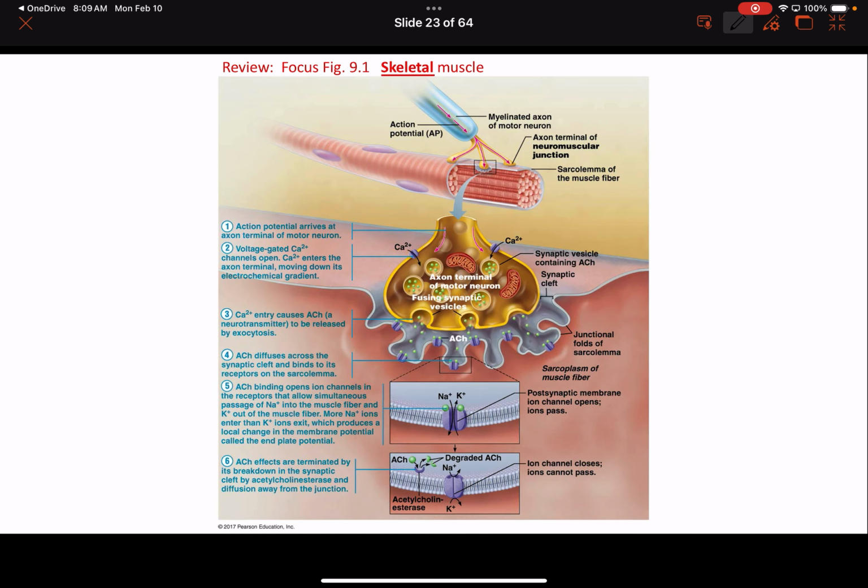And then a little bit about neuromuscular junction physiology. So please review this if you have not yet. No need to write this down. This is just review. If you need to go back and review, go back and review.